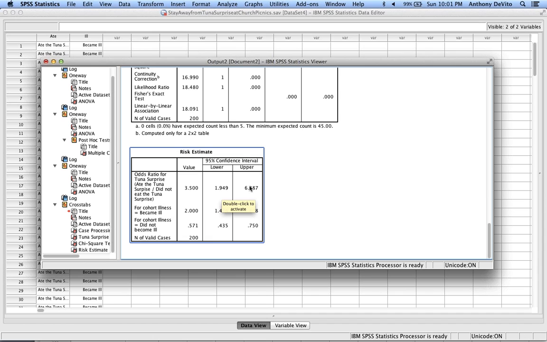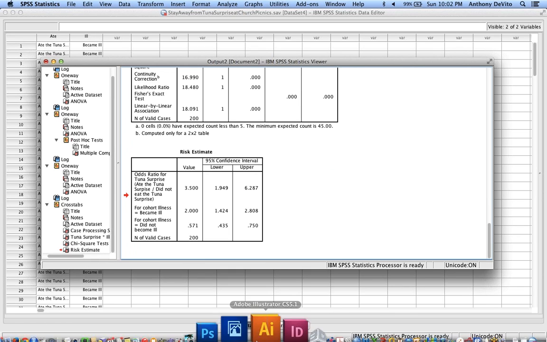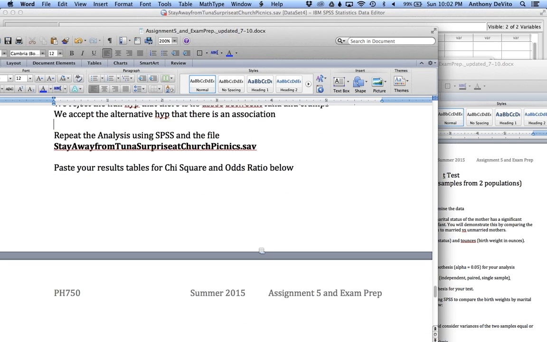Since this excludes 1, and we know with 95% certainty that the odds ratio is different than 1, we can reject the null hypothesis that the tuna surprise is not associated with getting sick, and accept the alternative that it is associated. We can see the same thing for the relative risk here. It's 2.0 with a confidence interval of 1.4 to 2.8, so it excludes 1, and we can reject the null hypothesis here as well. So I can copy and paste these tables just as I did before into our Word document and answer that question.